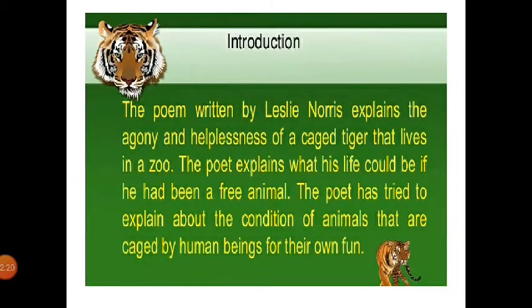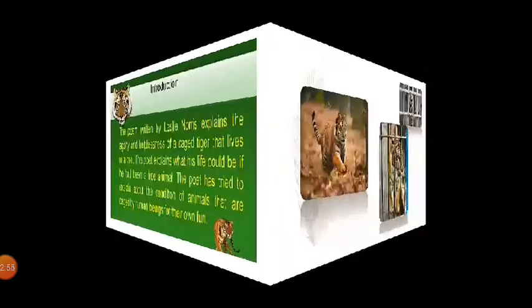Here is the introduction of the poem. The poem is written by Leslie Norris. It explains the agony and helplessness of a caged tiger that lives in a zoo. The poet explains what his life could be if he had been a free animal. The poet has tried to explain the condition of animals that are caged by human beings for their own fun. So let's start the poem.